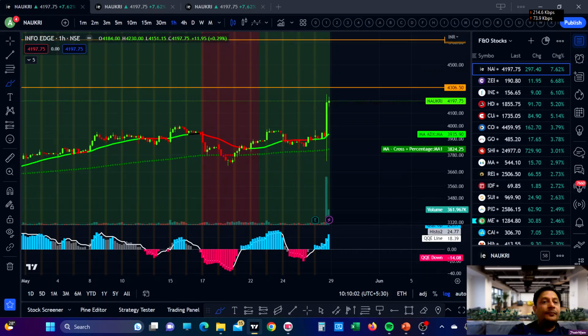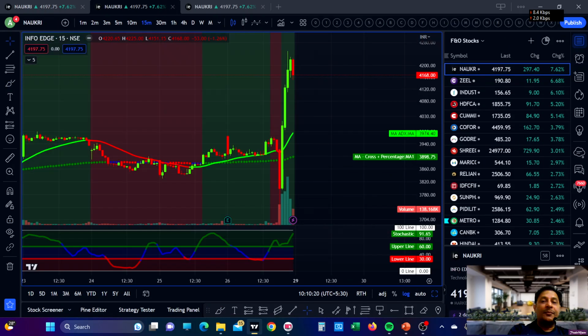Okay. So now if you look at Naukri.com, the price is very much trading above this 200 EMA. It's also trading above 20 EMA, and it has a closing above 20 EMA, right? So this gives you a very good confirmation that Naukri.com is in an uptrend. Now let's get on to the 15-minute chart.